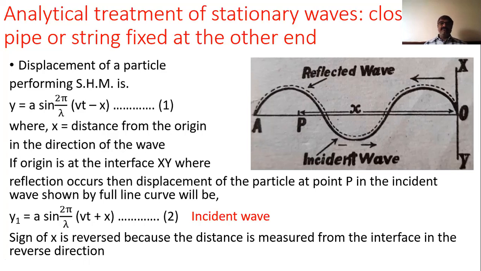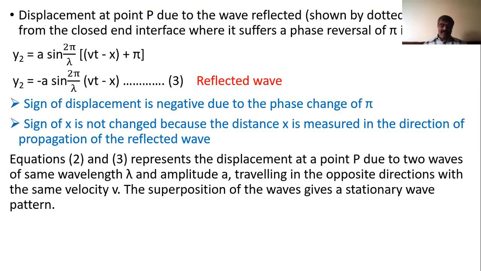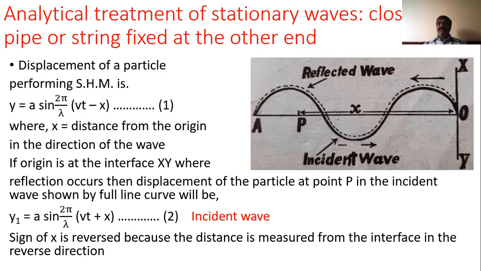So now when the wave is reflected, as shown by the dotted line, this is the incident wave, and from point O, the closed end of the pipe or the fixed end of the string, the wave is reflected back, and it is shown by the dotted curve. So this is the reflected wave.